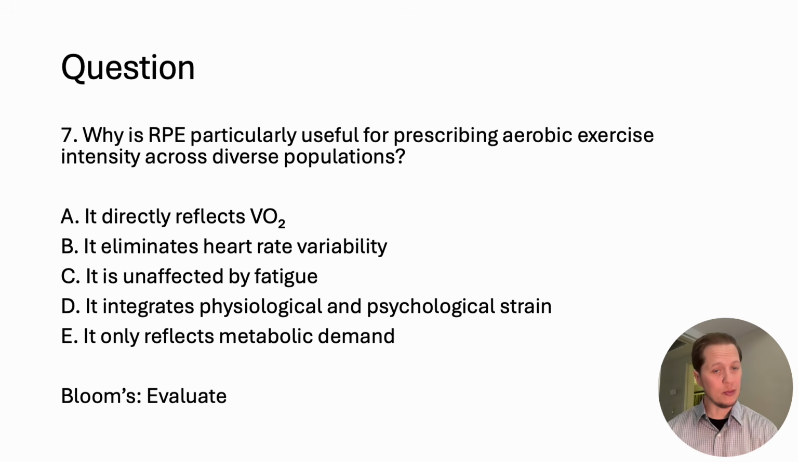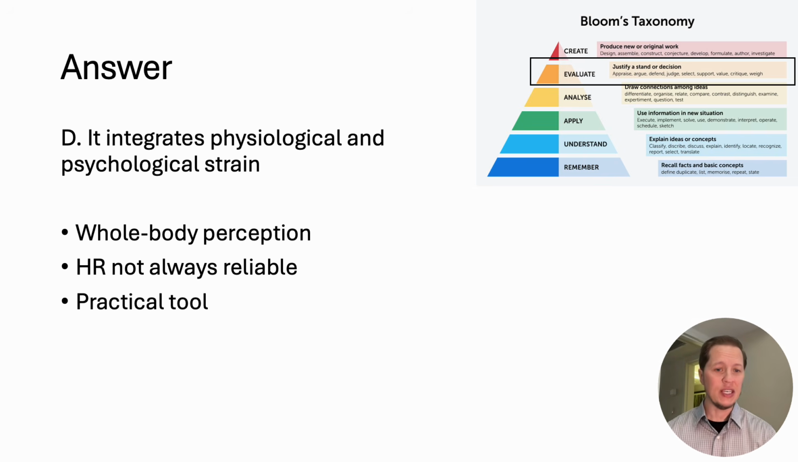All right, we're moving up to level 5, the evaluate level. Why is RPE particularly useful for prescribing aerobic exercise intensity across diverse populations? Is it A, it directly reflects VO2, B, it eliminates heart rate variability, C, is unaffected by fatigue, D, integrates physiological and psychological strain, or E, reflects only metabolic demand? And this one is D. It integrates physiological and psychological strain.